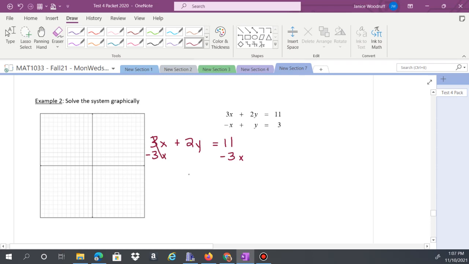It's going to cancel out on the left. I'm going to bring down a 2y. I'm going to write these next to each other because they're not like terms. So I'm going to have a negative 3x plus 11. Then I'm going to divide everything by 2.